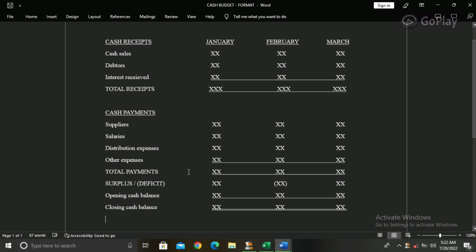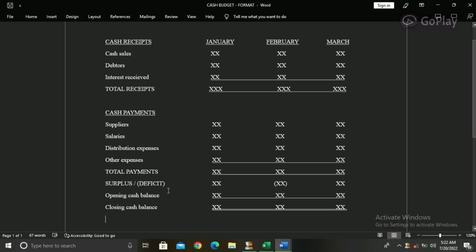After getting the total cash payment, what you have to do is to subtract the total cash payment from the total cash receipt. Now, you either get surplus or deficit. If the cash receipt is more than the cash payment, you get surplus. And if the cash receipt is less than the cash payment, you get negative or deficit.